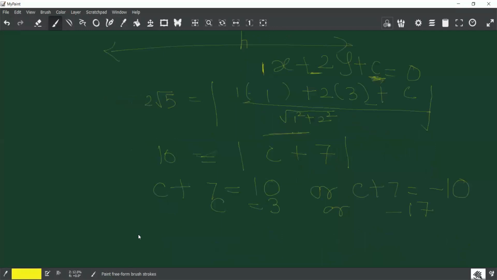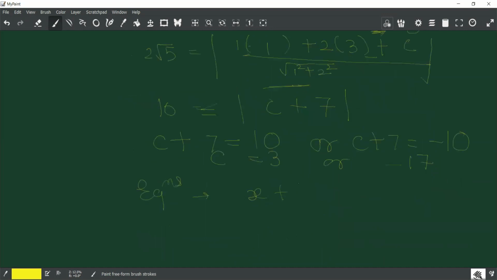So what are the required equations? x plus 2y plus 3 is equal to 0. I think most of you got it. Very good. x plus 2y minus 17 is equal to 0. This and this. There are two lines from that given point which are parallel to this line at a given distance. Correct?